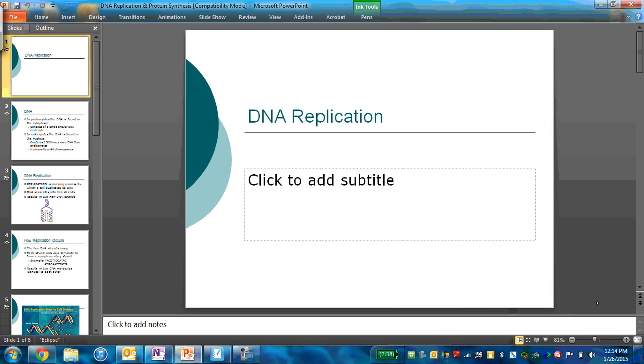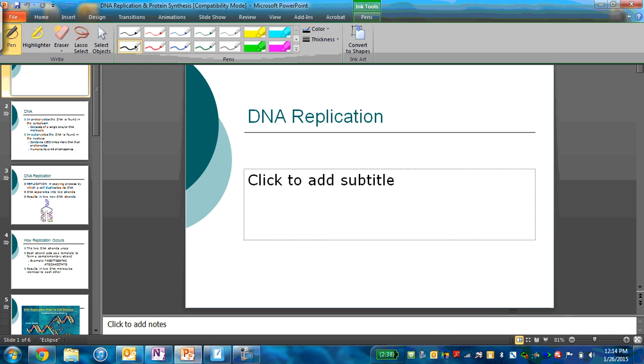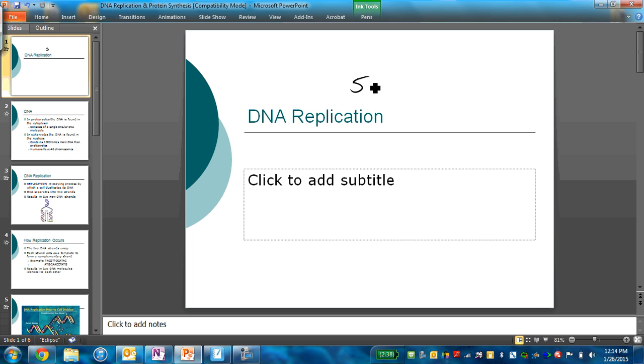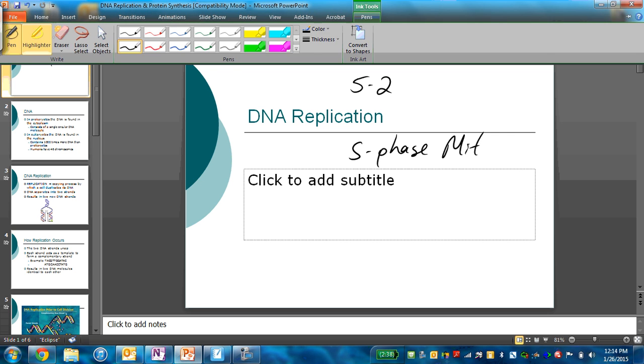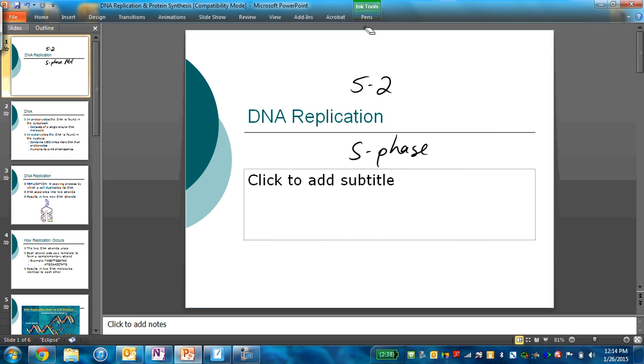Okay, welcome to lecture 5.2 on DNA replication. Today we're going to be talking about how DNA goes from being a double-stranded double helix into two identical copies of each other. It's actually important to remember that this happens during S phase of the cell cycle.